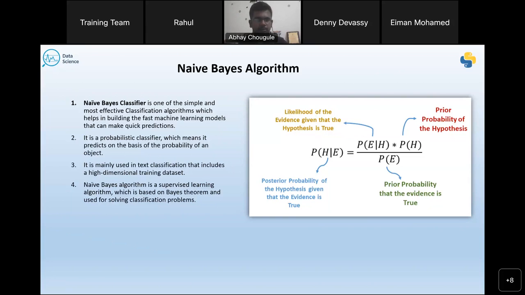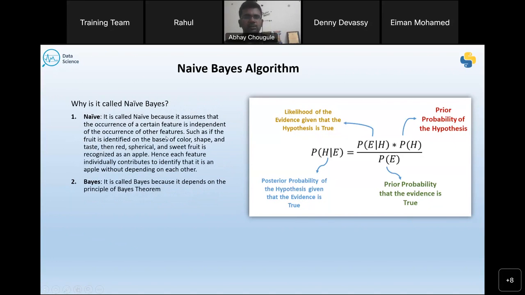Third, this is mainly used for the text classification concept. Text classification is what you will come across when you go to NLP, natural language processing, but for now we can concentrate on this concept. See the formula in front of you, with P(H|E) and P(E|H). These are the things I'm going to explain in the coming slides as well. So let's go for this.